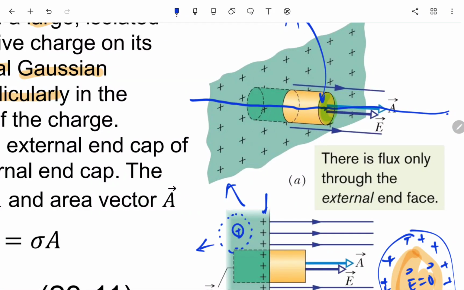The E field should also be perpendicular to the surface, because no matter which point you put this cylinder on the conductor, you actually see the same structure. You need to imagine this conductor is very large. So no matter where you put it, just like you are on the Earth, you are so small compared to the Earth.